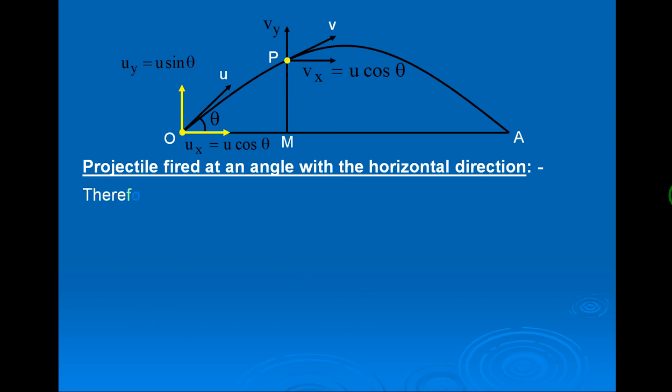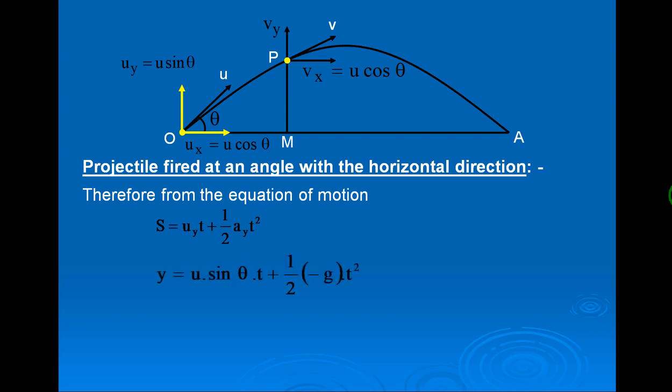Therefore, from the equation of motion, s is equal to uy t plus half ay t square. By putting the values, we get y is equal to u sin theta into t plus half into minus g into t square. Now plus into minus becomes minus. Therefore, we get y is equal to u sin theta into t minus half g t square. Call this equation number 2.